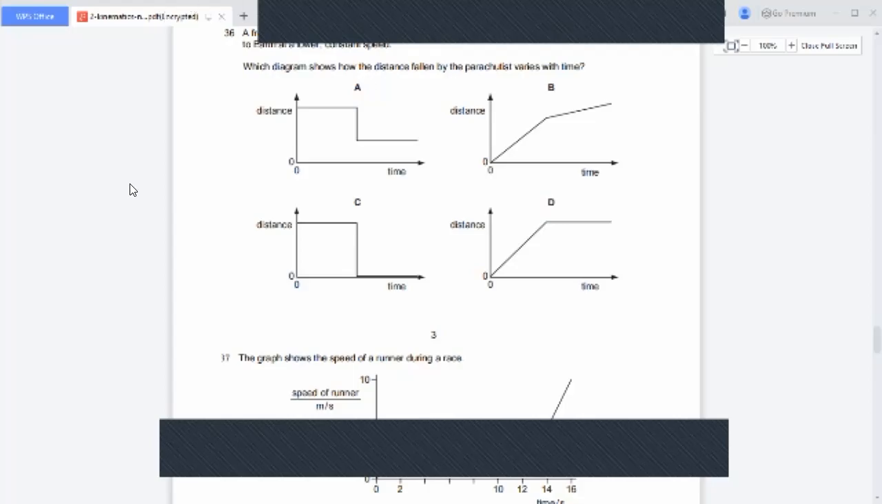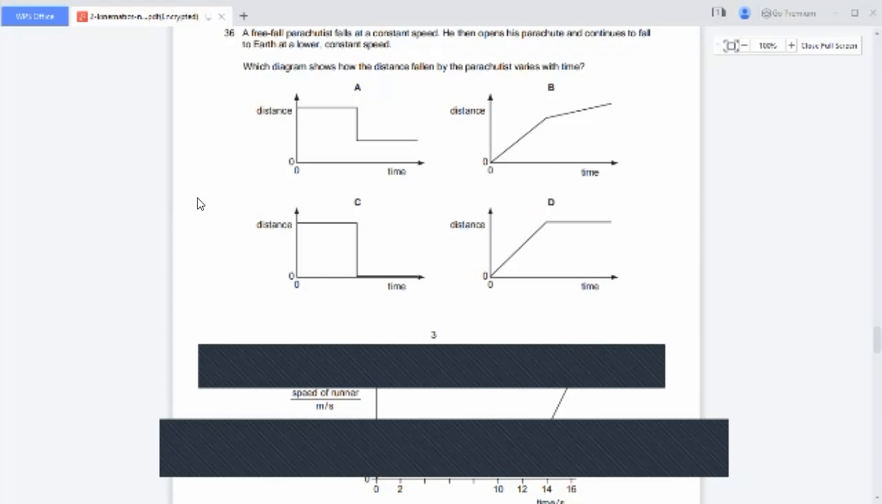So question number 36 states a free fall parachutist falls at a constant speed. Constant speed means initially it is moving with a constant velocity. He then opens his parachute. When the parachutist opens his parachute, this is the second part. Initially its velocity is constant.